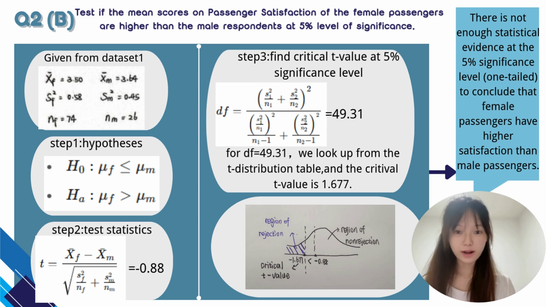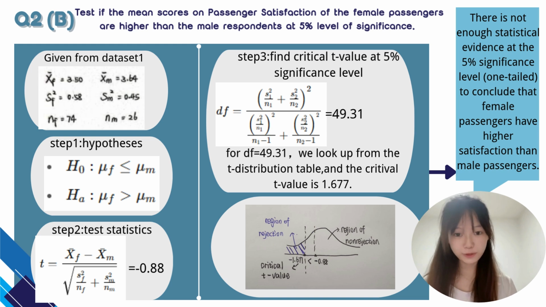Now we are going to move to step 1, the hypotheses. I set up the null hypothesis as: the mean score of female passenger satisfaction is less than the mean score of male passenger satisfaction. And the alternative hypothesis is: the mean score of female passenger satisfaction is larger than the mean score of male passenger satisfaction.